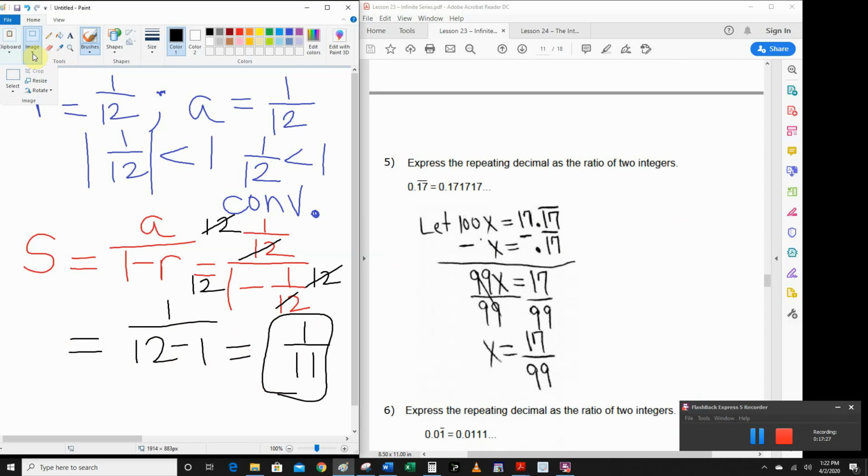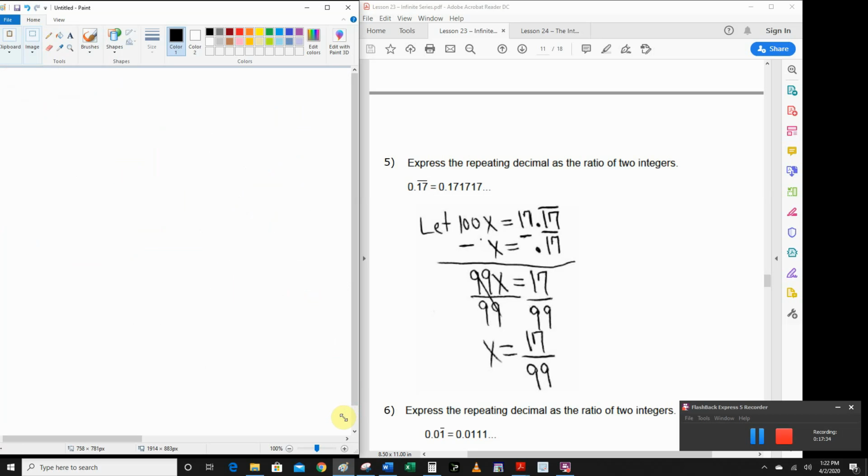The next example, we're not determining convergence or divergence. We're given a repeating decimal, and we need to express this repeating decimal as the ratio of two integers. So I'm going to let x equal 0.17 repeating. Multiply both sides of our equation by 100. So we have 100x.